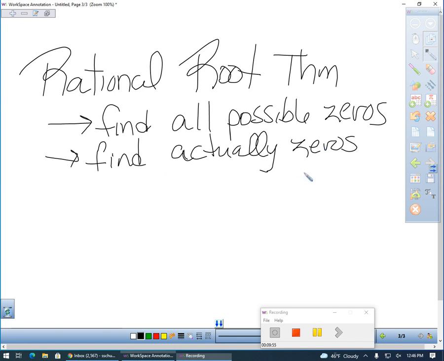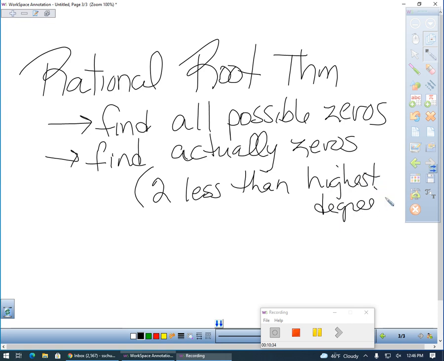And does anybody remember how many actual zeros you had to find? You're close. 2 less, exactly, because we needed to get it down to a quadratic. So, 2 less than the highest degree. So we always said that if the highest degree is 5, we take off 2, which means we've got to find 3 zeros. Right? Because we need to get it down to a quadratic.